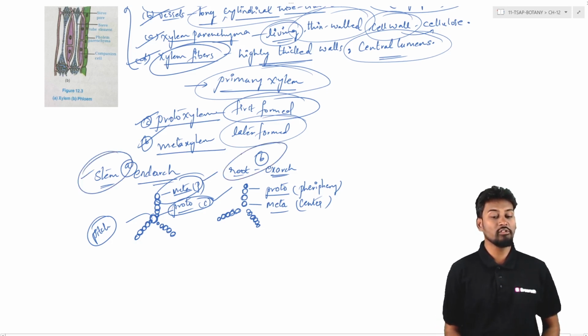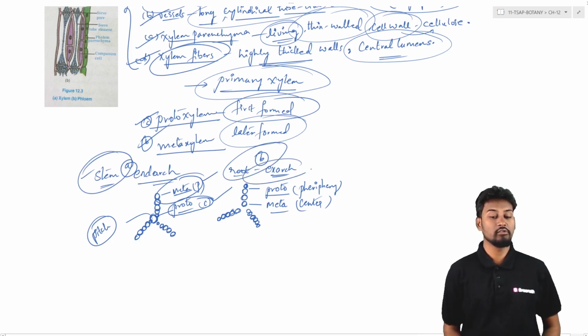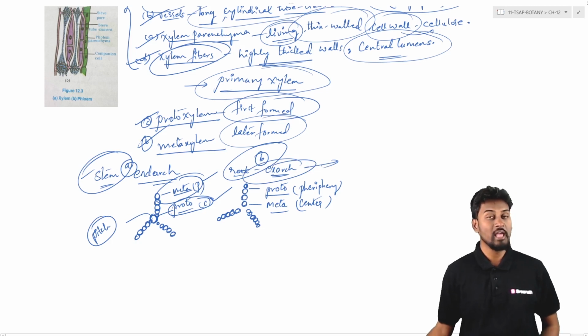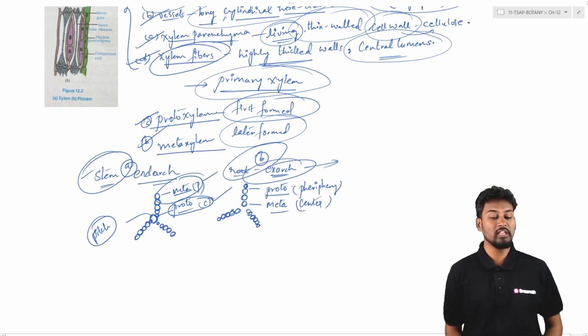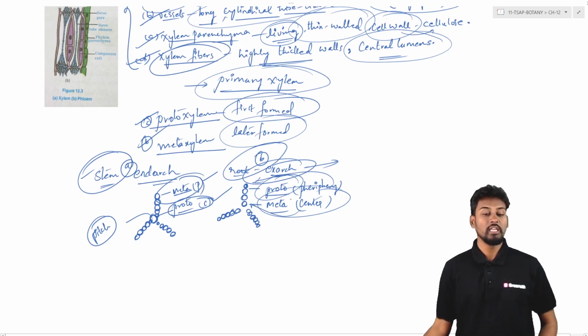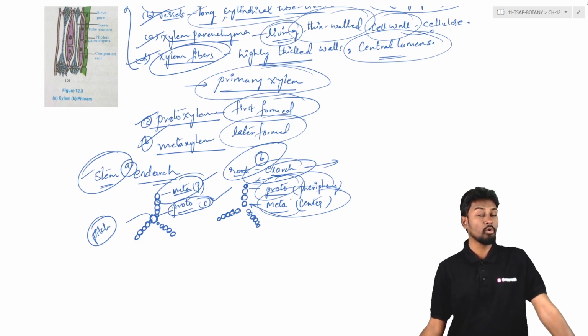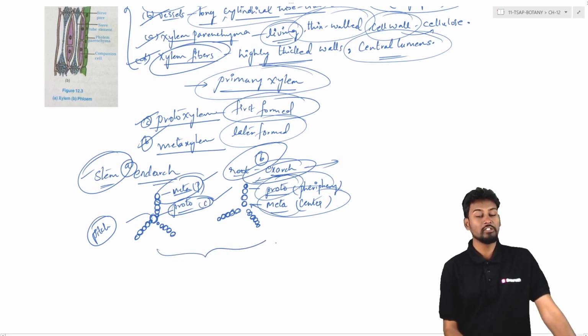Okay, the second kind of arrangement is in the root system, where we can see exarch. Exarch is generally present in the root. In exarch, the protoxylem is generally present in the periphery, whereas the metaxylem is present in the center. So here we can see the root is showing exarch, where the proto is in the periphery and meta is in the center. So these are the 2 different arrangements of the xylem.